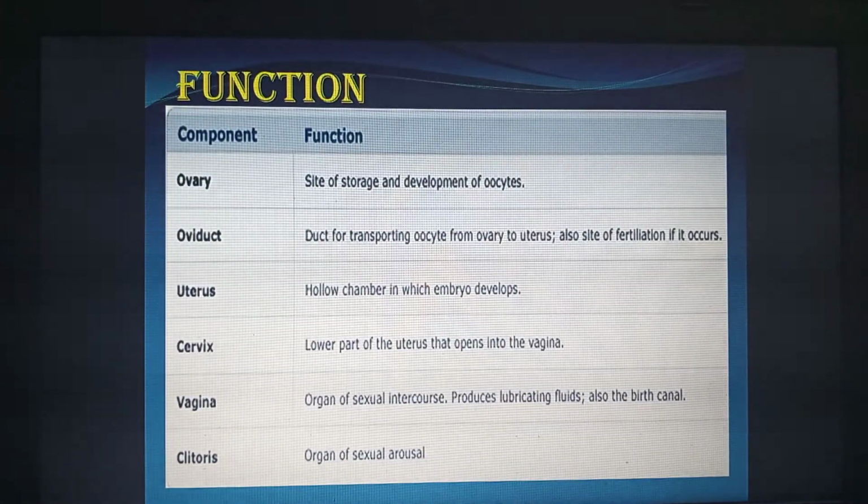Here is a table for the structures and function of female reproductive system. Ovary, site of storage and development of oocytes. Oviduct, duct for transporting oocyte from ovary to uterus, also site for fertilization if it occurs. Uterus, hollow chamber in which embryo develops. Cervix, lower part of the uterus that opens into the vagina. Vagina, organ of sexual intercourse, produces lubricating fluid, also the birth canal. And clitoris, organ of sexual arousal.